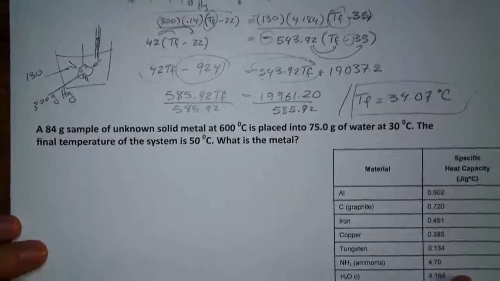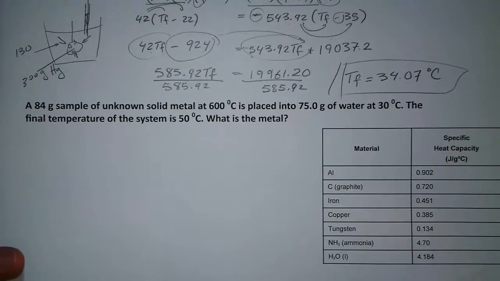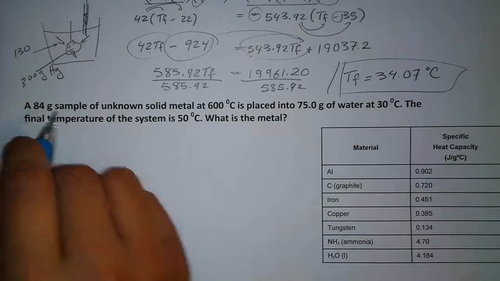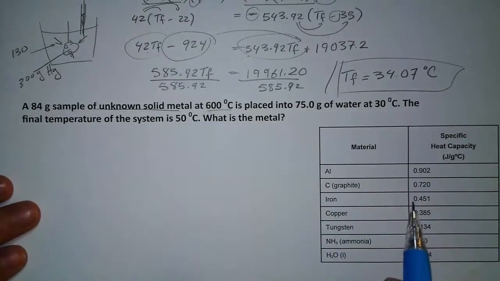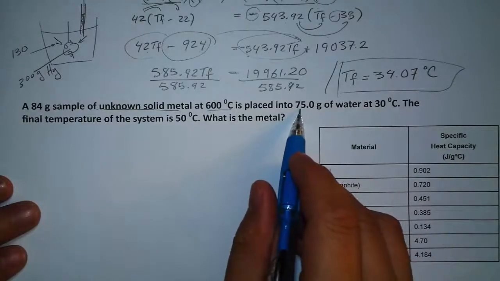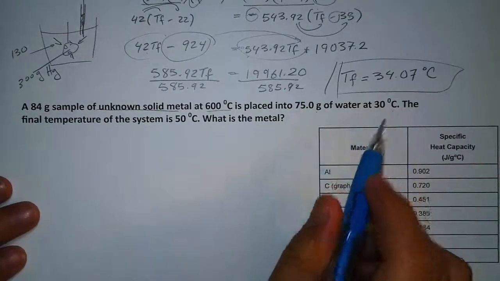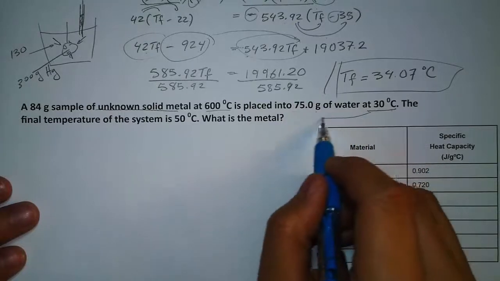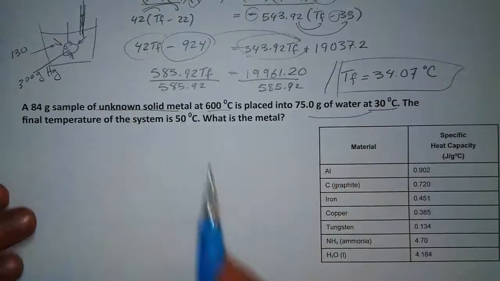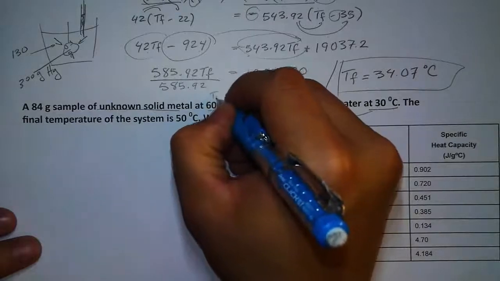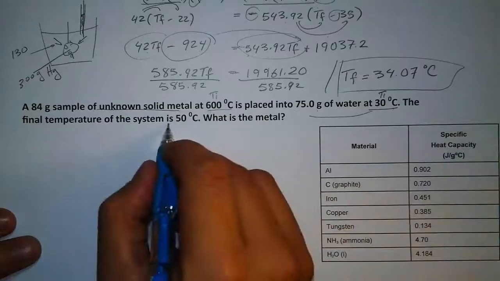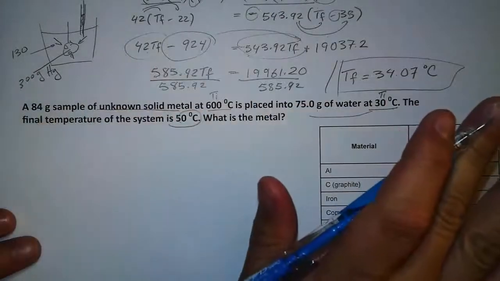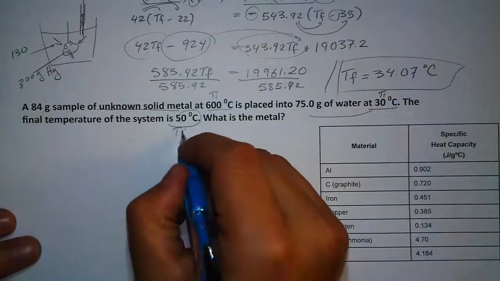Now, let's try one of the last problems that you might see on the AP Chem. So, we have an 84 gram sample of unknown solid metal at 600 degrees Celsius, and it is placed in 75 grams of water at 30 degrees Celsius. And of course, if we read this, the water is 30 degrees Celsius, not the piece of metal. Okay, so this is your Ti of your unknown metal. This is your Ti of the water, and it tells you the final temperature of the system, which means for both the metal and the water is this. So this is Tf for both.